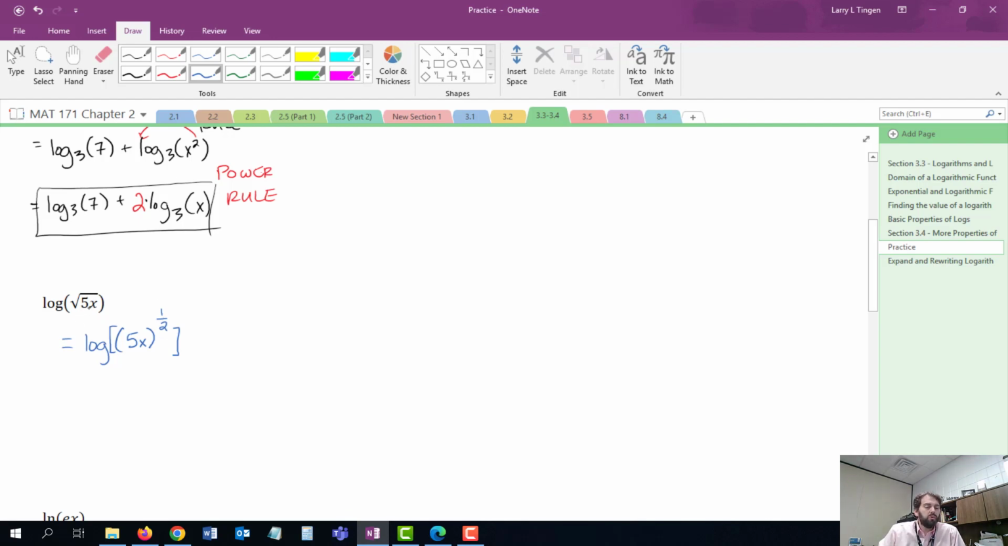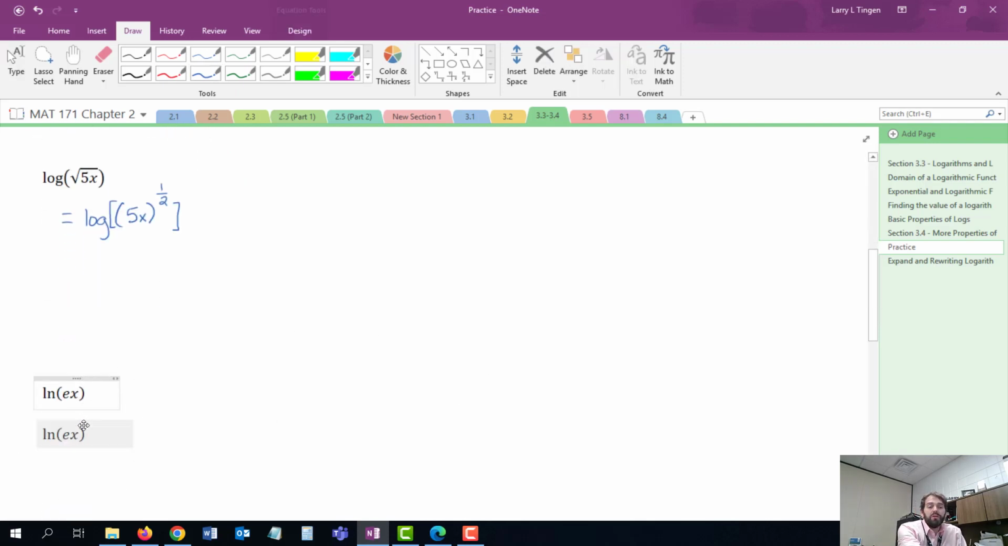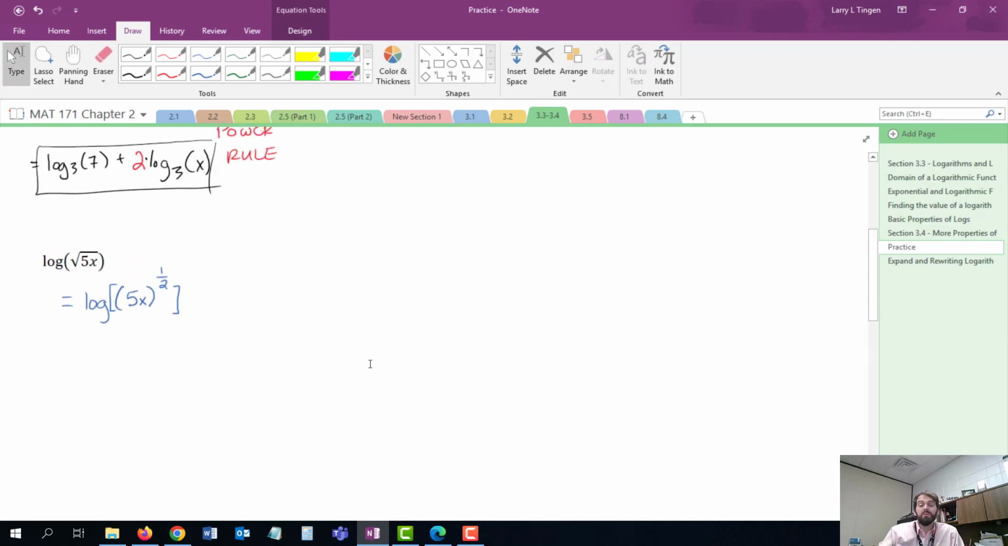Well, there's no rule for how I manipulate a log that has a root in it. There is a rule for how I manipulate a log where I have something raised to a power. And what is that rule? It's the power rule. And the power rule says I get to bring that 1/2 out front. Why is it different than the one above? Because 5x, the entirety, is raised to the 1/2 power. So that's why in this case, the power rule gets used first. That's 1/2 times the log of 5x.